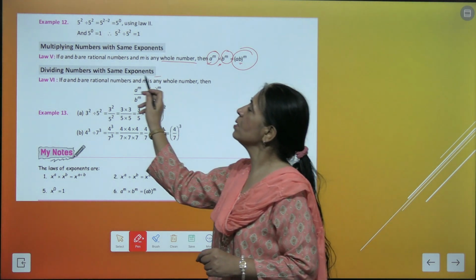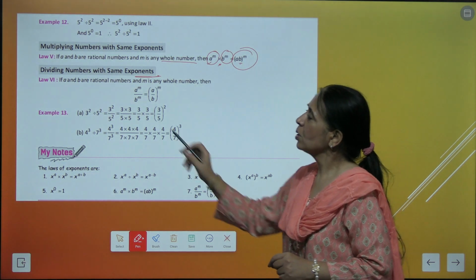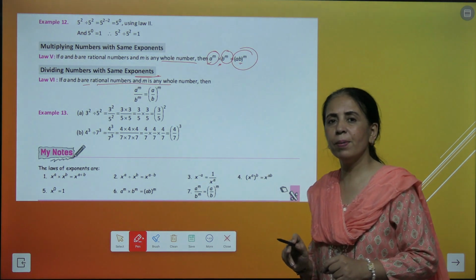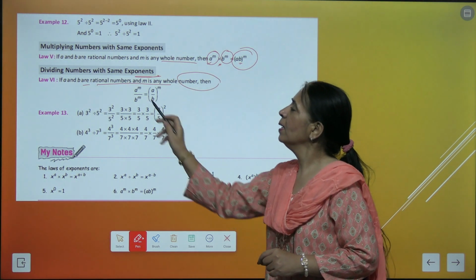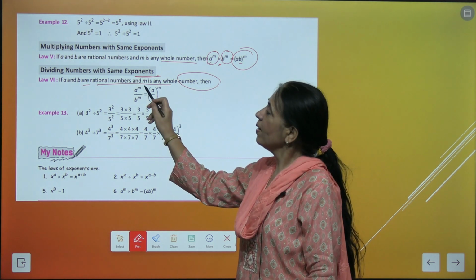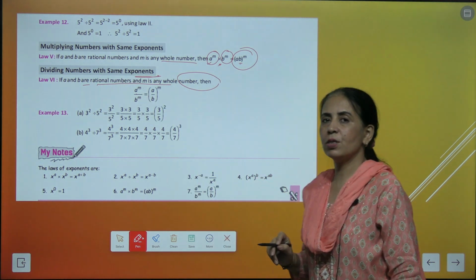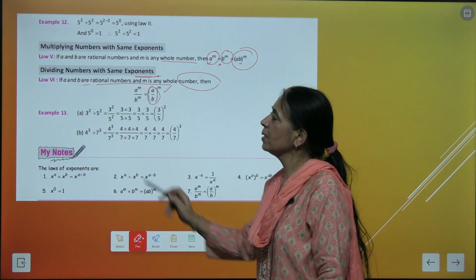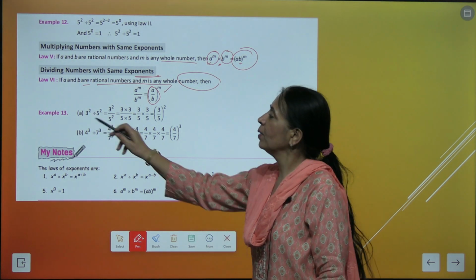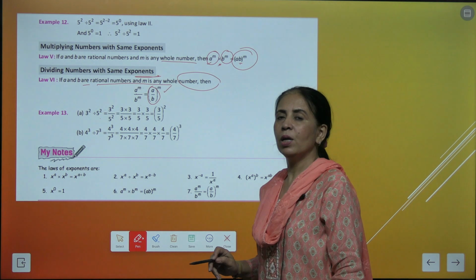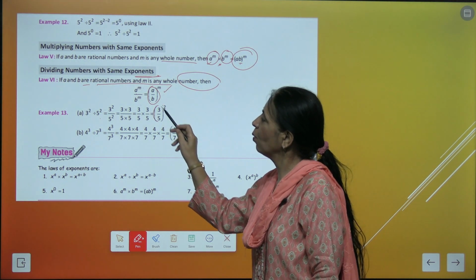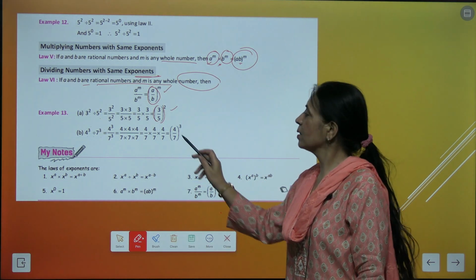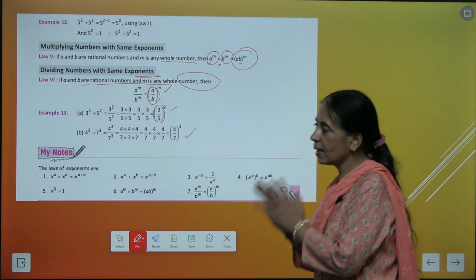Now dividing numbers with same exponent. So we have another law, law number 6. If a and b are rational numbers and m is any whole number, then a raised to the power m divided by b raised to the power m is equal to a upon b whole raised to the power m. और इसके ऊपर based हम example लेते हैं. 3 square divided by 5 square, तो हमें आंसर मिलेगा 3 upon 5 whole square. ऐसे ही मैंने लिखा अगर 4 क्यूब डिवाइडेड बाय 7 क्यूब, सो वी गेट द आंसर 4 अपॉन 7 होल क्यूब. नाउ लेट्स कम एट माय नोट्स.